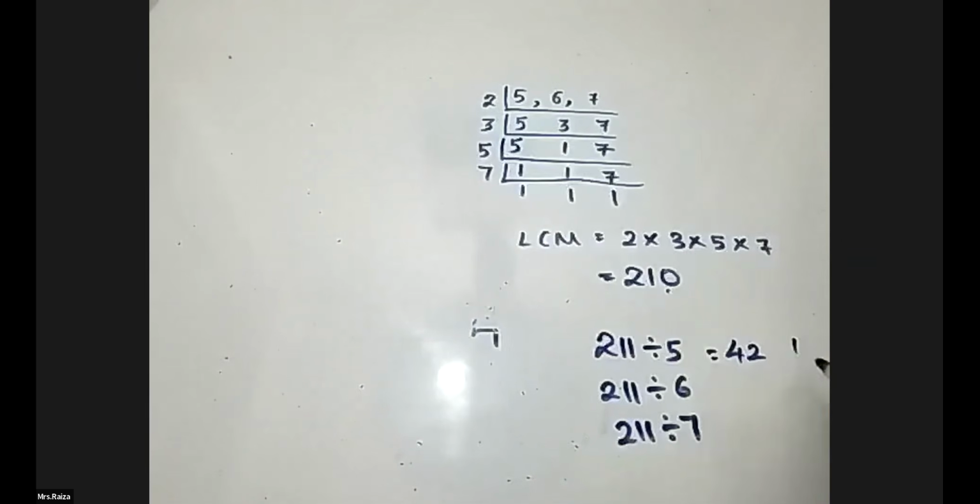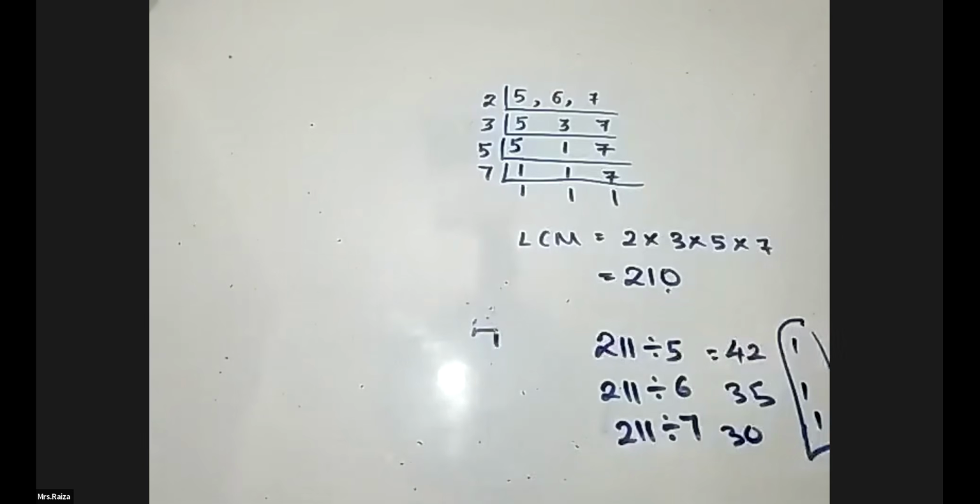You get 42 and a remainder, right? And when you divide 211 by 6, you get 35 and a remainder. And when you divide 211 by 7, you get 30 and a remainder. So that remainder will be 1. So it is 211. Can you understand? Is that clear? Okay, most of them have found. Not 30, not 30. How are you supposed to get 30?